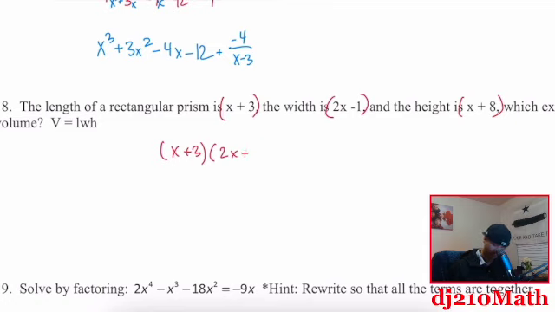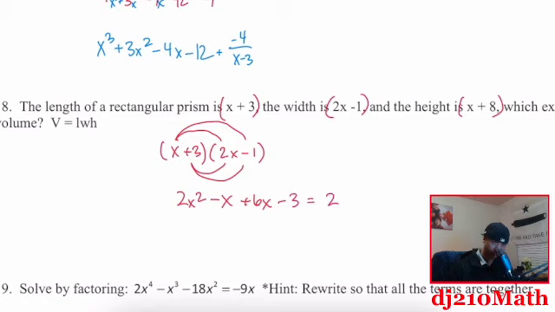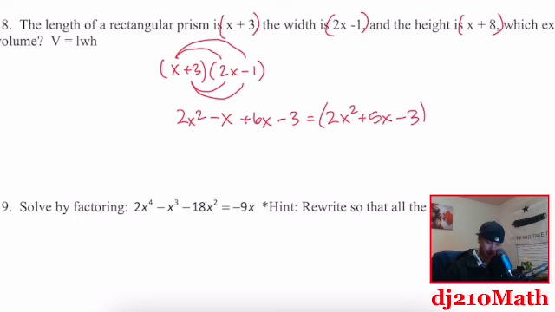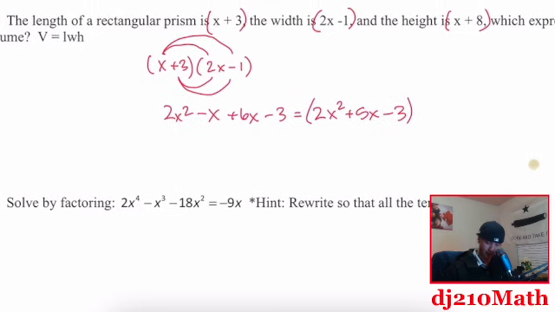That's a minus 1. Okay. X times 2x, 2x squared. X times negative 1. 3 times 2. 3 times negative 1. Combine like terms. We get 2x squared plus 5x minus 3. Okay, this guy times x plus 8.